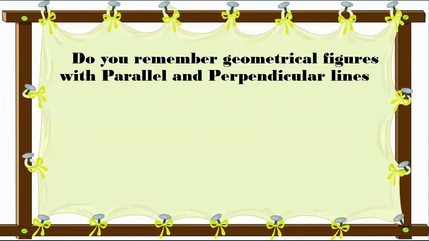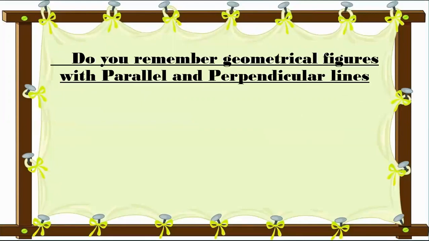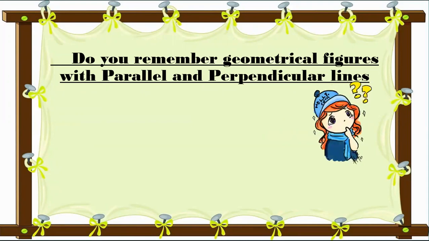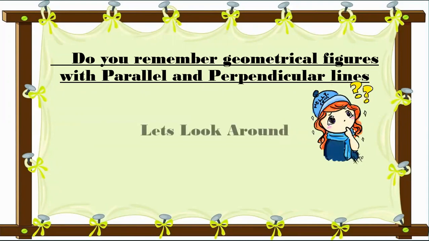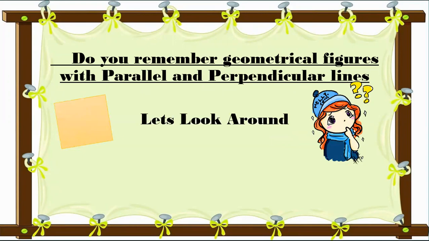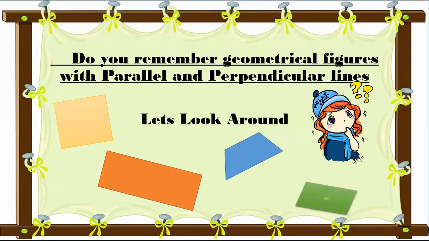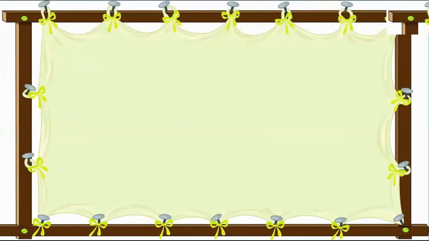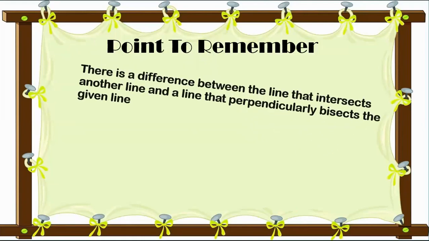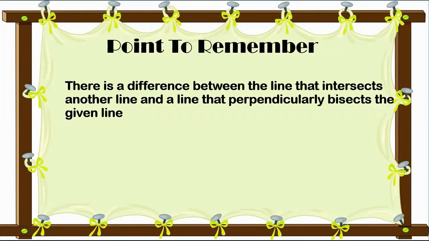So let's begin. Do you remember geometrical figures with parallel and perpendicular lines? Let's look around. There are certain geometrical figures with parallel and perpendicular lines that we have already been using. There is a point to remember: there is a difference between a line that intersects another line and a line that perpendicularly bisects the given line. For example, this line that intersects another line is entirely different from this perpendicular bisector, which is bisecting a line segment.